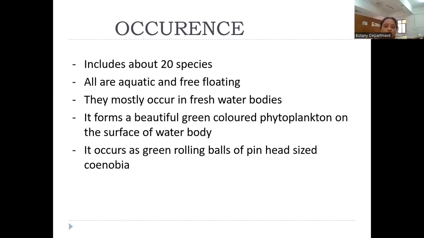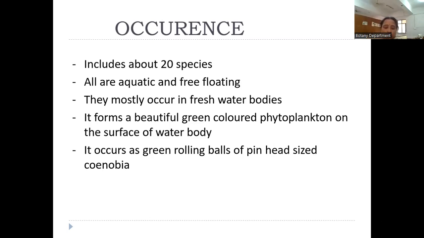See, in this one, Volvox is a freshwater species. Most important, this one is the freshwater species. It is in the form of a colony or cenobium. What is the character? Colony or cenobium. These species live in lakes, ponds, streams, ditches, and also stagnant water. What is that one? Stagnant water also.